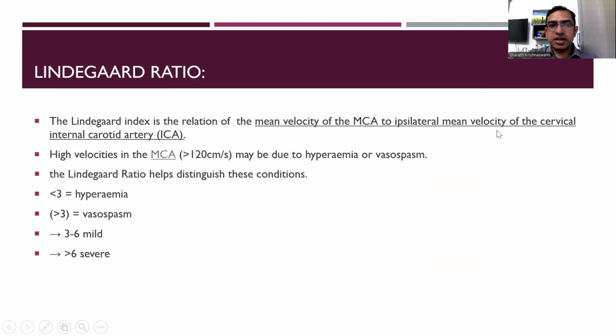Like I mentioned before, the Lindegaard ratio and why it is important. This is the relation of the mean velocity of the middle cerebral artery to the ipsilateral mean velocity of the internal carotid artery. It's basically a ratio between the MCA and the ICA. If a patient has high velocities of the MCA, it may be due to hyperemia or vasospasm. If the patient has a Lindegaard ratio of less than 3, it's possible hyperemia. If greater than 3, then it's vasospasm. If it's 3 to 6, it is mild or moderate. If it is greater than 6, then it is severe.